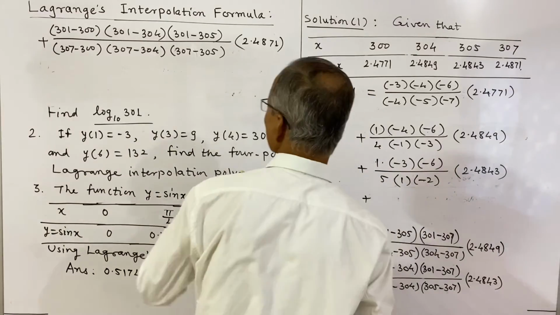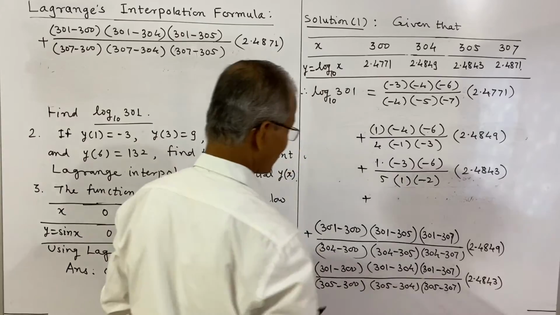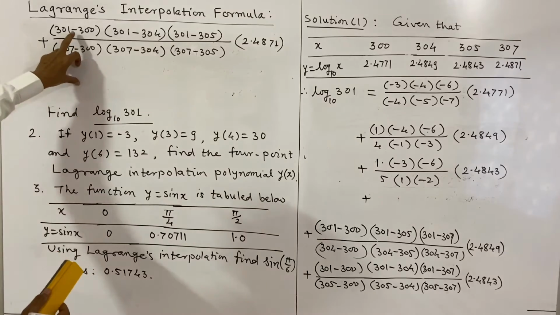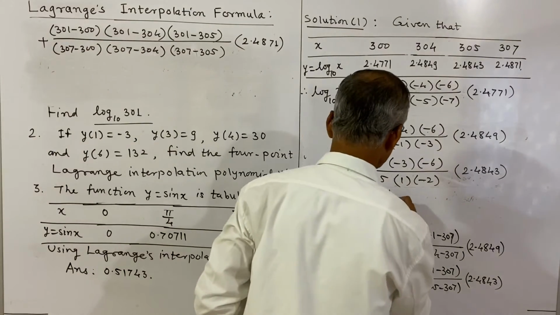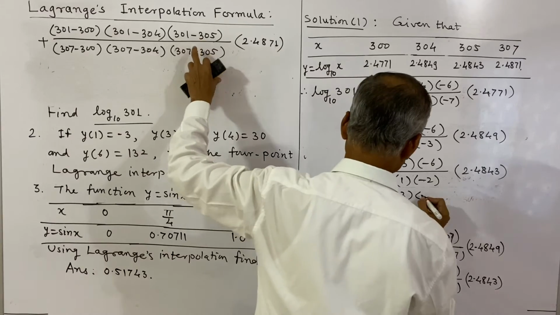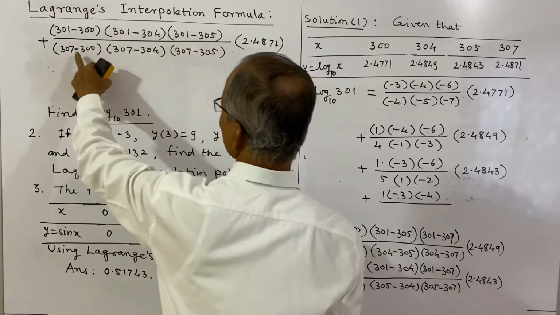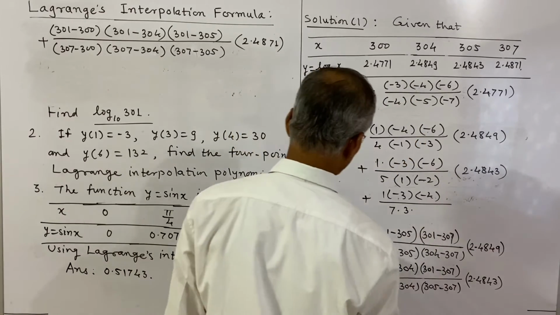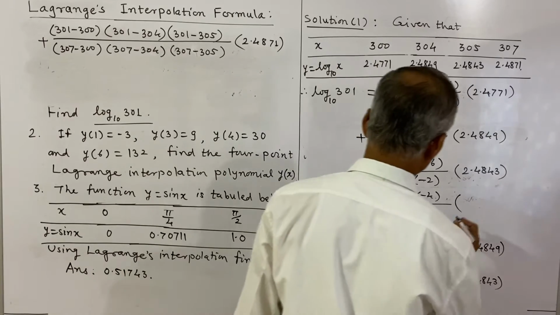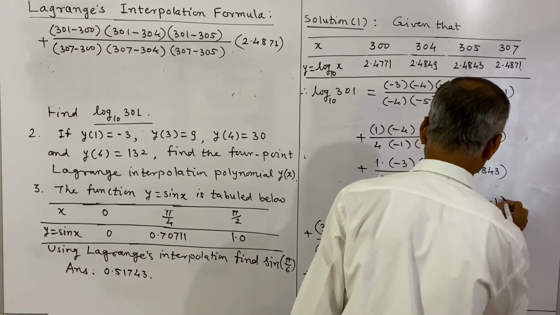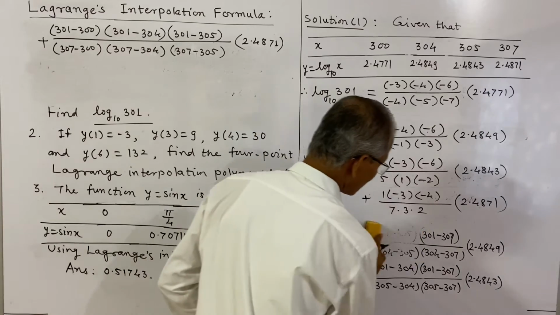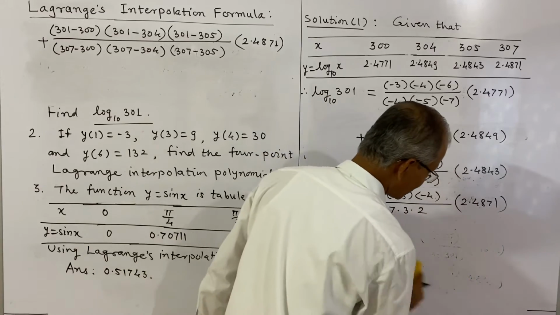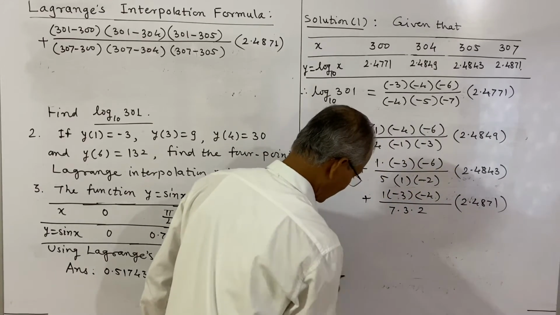So plus, these are simple terms we have written directly, but for the next step we need a calculator, and this is 1, this is minus 3 and this is minus 4, divided by 7 into 3 into 2, and multiplied by 2.4871. So these are the values. So the first step is important, to write the values according to the Lagrange's interpolation formula correctly.